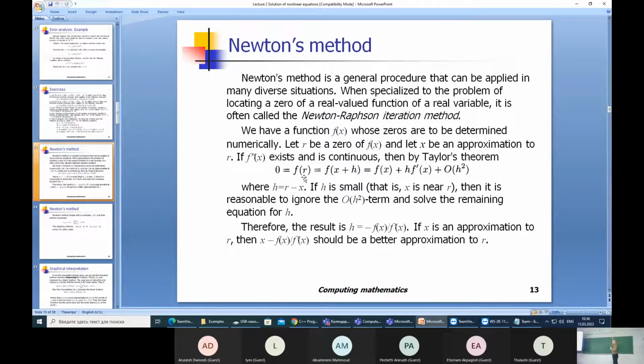If these terms were 0, in this case we would have the exact value of the root. But as far as we are not sure that these terms are 0, we are sure that these terms are very, very small. In this case, x plus h gives us not the exact value of the root, but some value that is very close to the root. Do you understand the idea or not? Not yet.